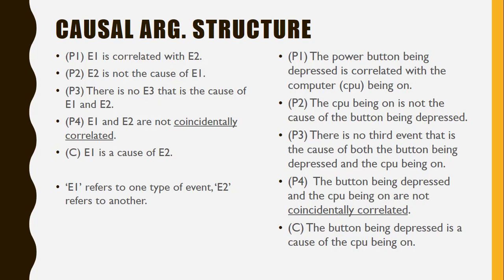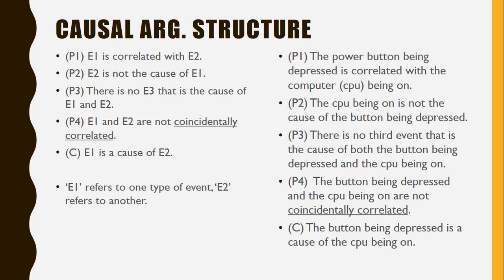Second premise, E2 is not the cause of E1. As we're going to discuss further, when things are correlated, that merely means that they co-occur. That means that when E1 happens, E2 happens, and vice versa. When you see E2 happen, somewhere close in time, E1 happens. So they tend to co-occur. And the second premise is saying that E2 does not cause E1 to occur.